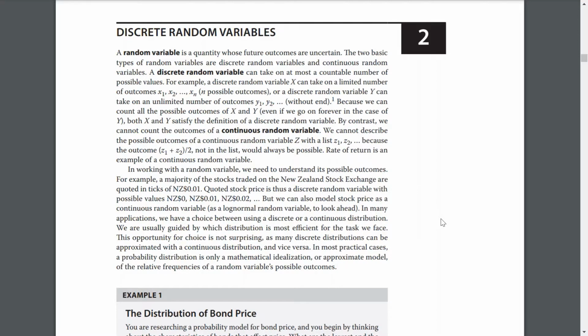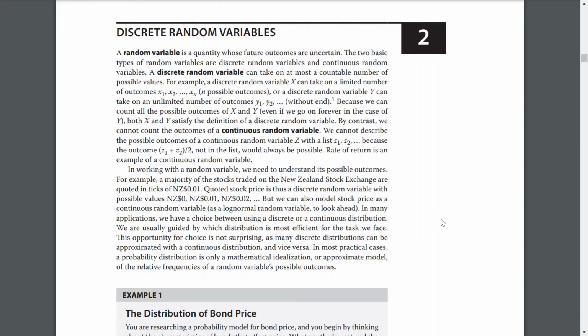In working with a random variable, we need to understand its possible outcomes. For example, a majority of the stock traded on the New Zealand Stock Exchange are quoted in ticks of 1 cent, New Zealand dollar. Quoted stock price is thus a discrete random variable with possible values of 0, 0.01, 0.02, ... all the way to infinity. But we can also model stock prices as a continuous random variable, as a lognormal random variable.